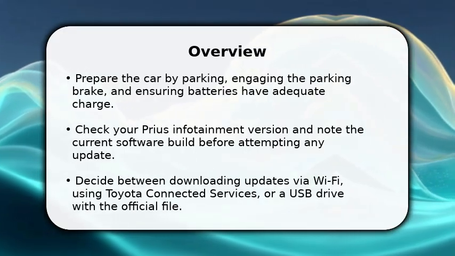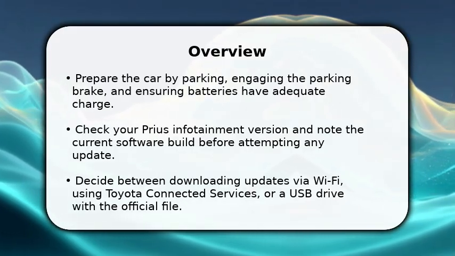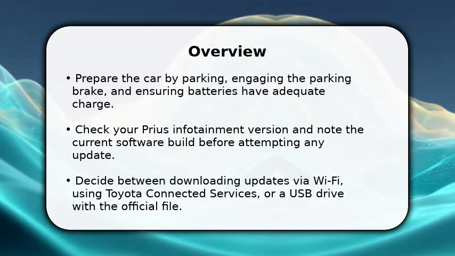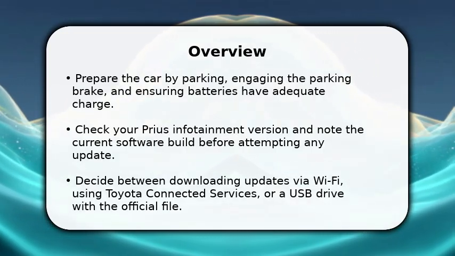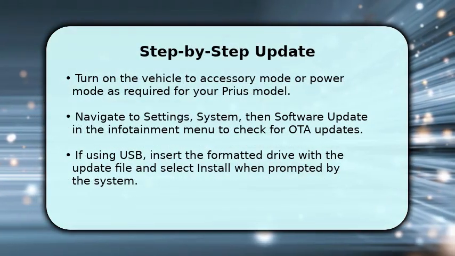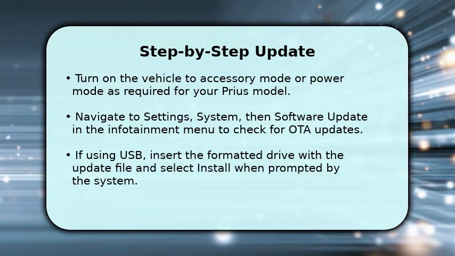Choose a stable Wi-Fi connection or prepare a USB drive with the official Toyota update file obtained from your dealer or Toyota portal, and follow the system prompts to begin the update. Start with the vehicle in the correct power mode and confirm infotainment stays powered throughout the process.